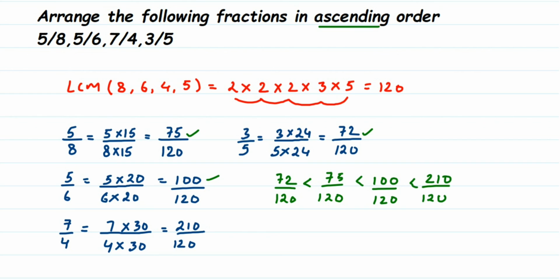In case you want to write down the fractions as given, we know that 72 by 120 is equal to 3 by 5, right? So 3 by 5 is less than 75 by 120, which is equal to 5 by 8, and 100 by 120 is equal to 5 by 6. And last, 210 by 120 is equal to 7 by 4. That's it. So this is how we can do it.